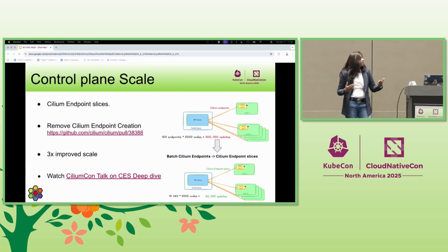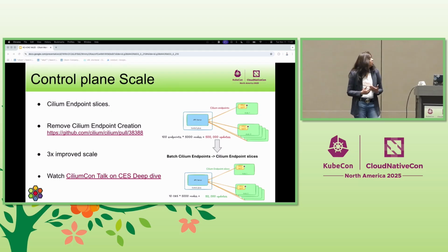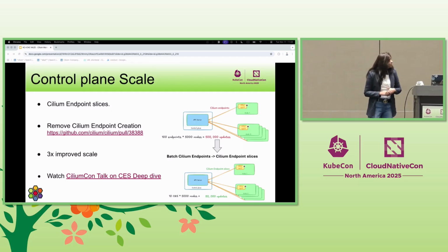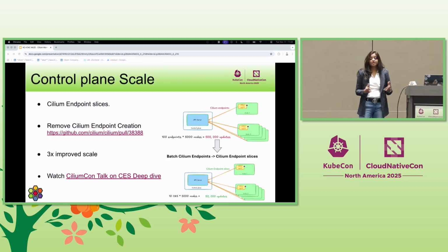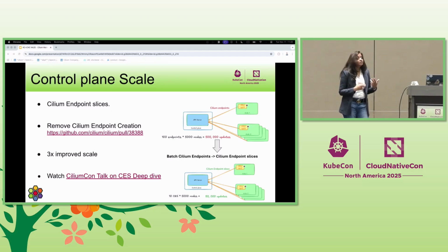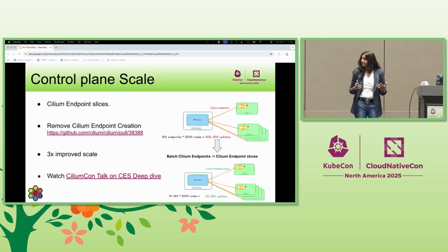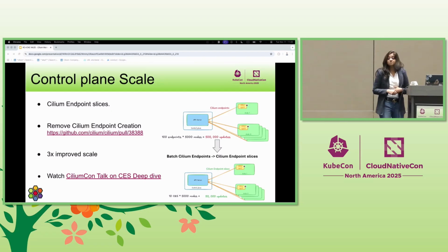That exponentially increases the watch load on the API server, as you see on the upright. Let's say you're scaling to 5K nodes, and some label got changed on 100 endpoints. Now we're talking about 500K watch updates happening at the very second, making a thundering load on the API server. How did we reduce it, at a very high level? We reduced this watch load by batching the Cilium endpoints into Cilium endpoint slices. It gave us a 3x improvement.